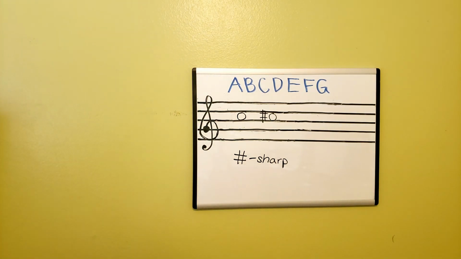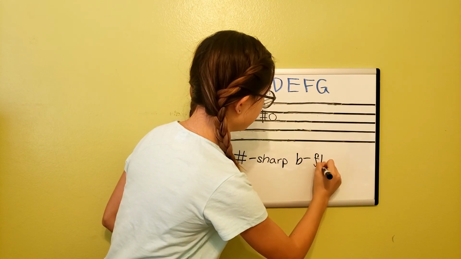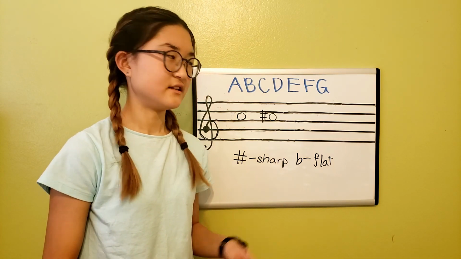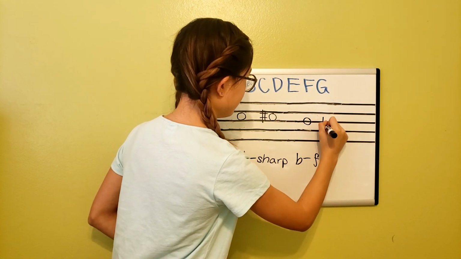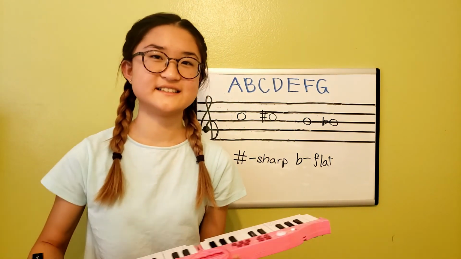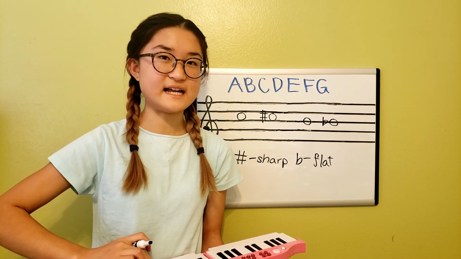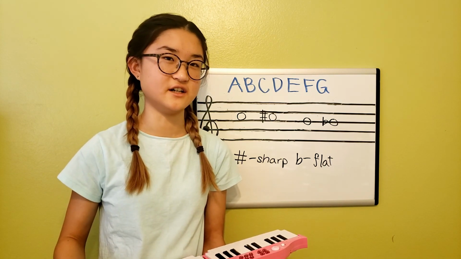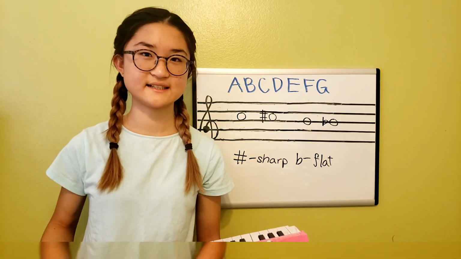Now another symbol that you'll see when you're reading sheet music is the symbol that looks like a lowercase b, and this is called a flat. And when there's a flat next to a note, it means the note is lower than its original tone. For example, note B and B flat look like this. And if I were to demonstrate its sound, B would sound like this, and B flat would sound like this. See how B flat is slightly lower than its original note? So these are the 2 symbols that you'll often see when you're reading sheet music.